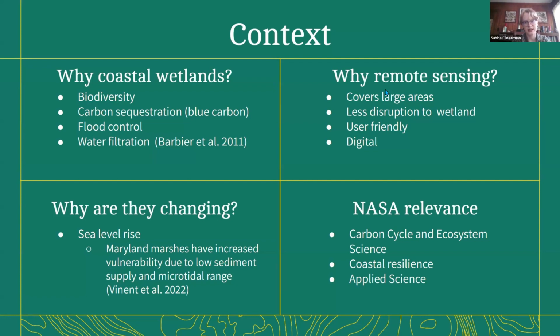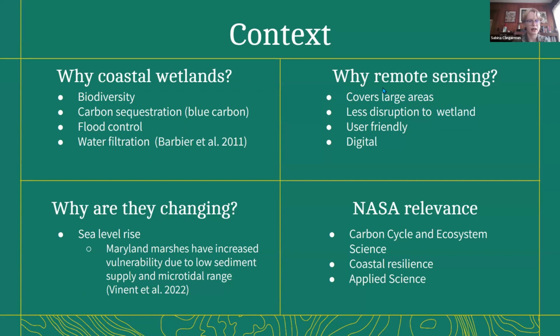Remote sensing is important and really useful because it can cover a large area. It's less disruptive to a wetland, so you don't have to wade through and possibly damage different plants and disrupt the environment. It's user-friendly and it can be done digitally. So I never actually visited Maryland, even though I mapped it, but I didn't need to because we used remote sensing, which was really helpful.